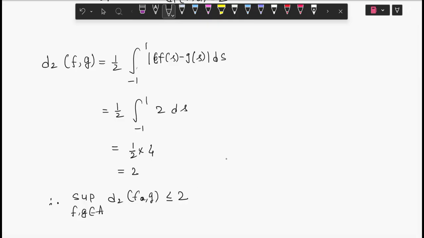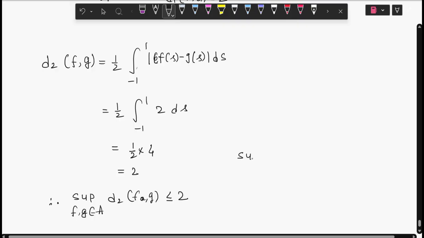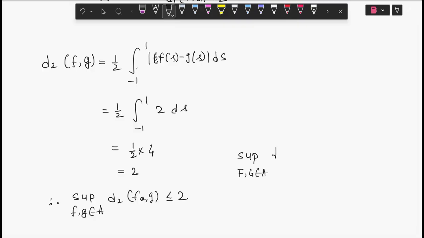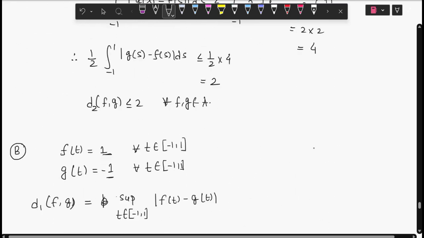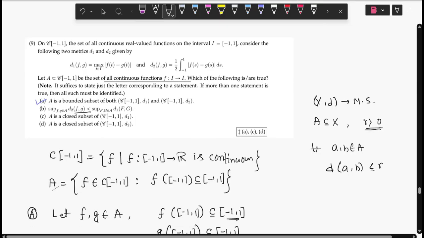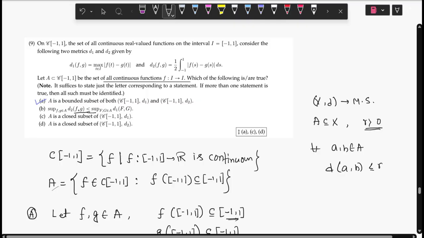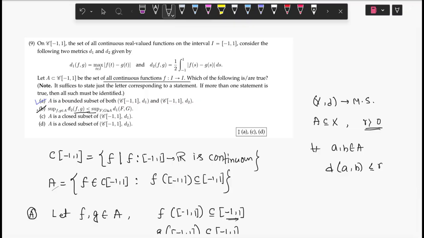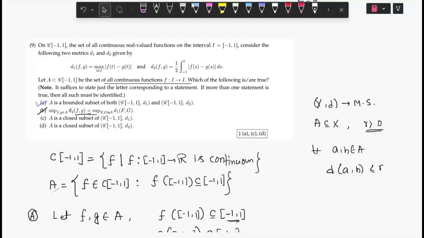Sup of Fg is less than or equal to 2, while we have proved that the supremum of Fg, where g belongs to A, D1 of Fg is exactly 2. Now let's see what option B was saying. Option B was saying that D2 is strictly less than D1, which is not possible as this is greater than or equal to 2 and this is exactly 2. So this option is not correct. And with option B done, now we will discuss option C.